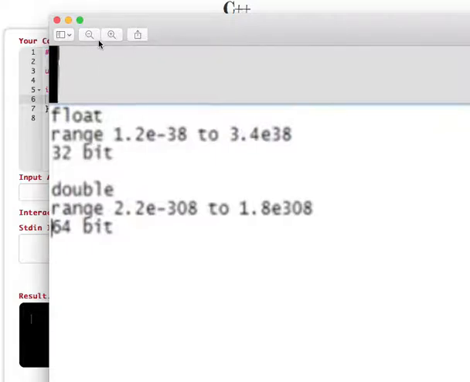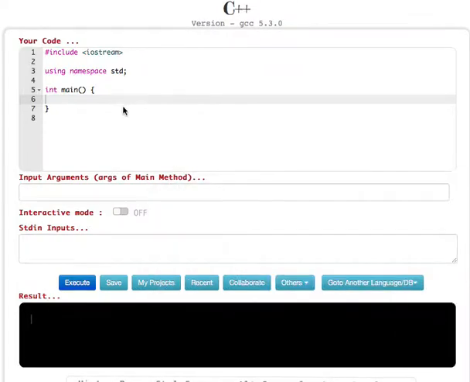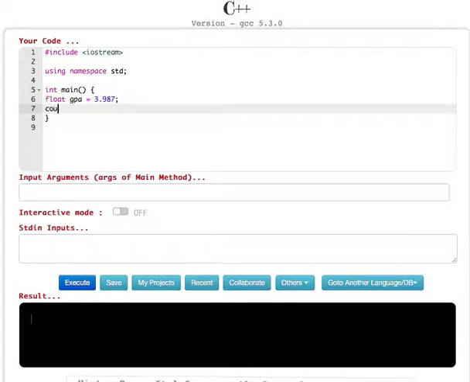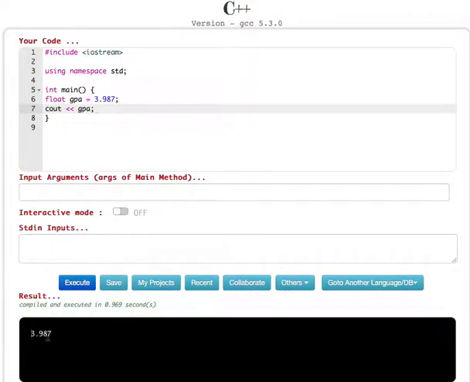Now let's see how we can use this in our C++. First of all, let's pick a number, float GPA is equal to 3.987, and if we want to print this out on the screen, we put cout GPA, and let's execute this and see what happens.